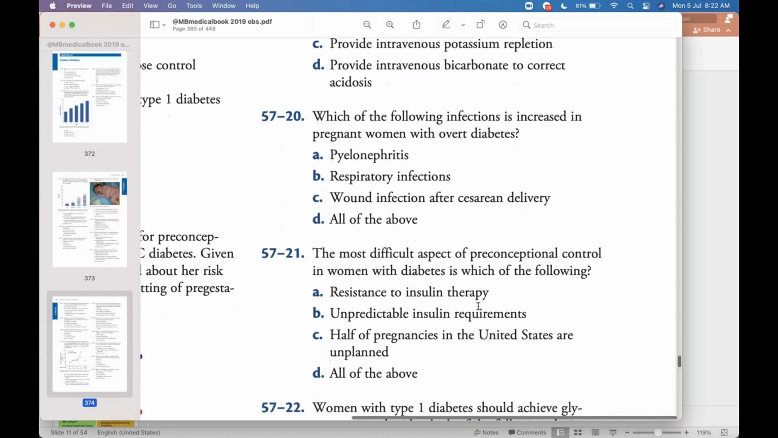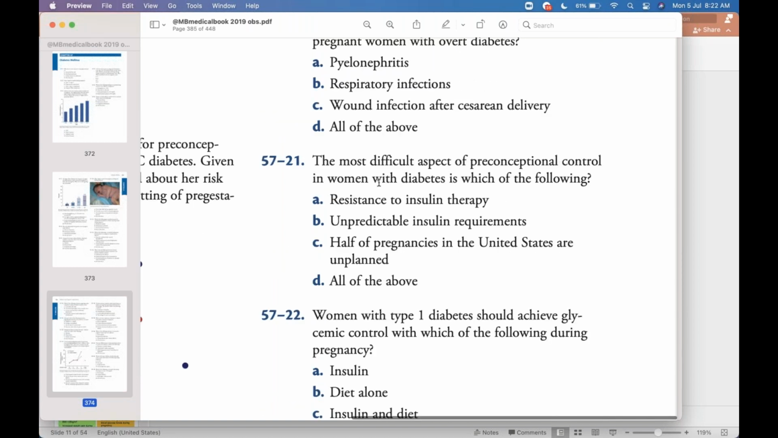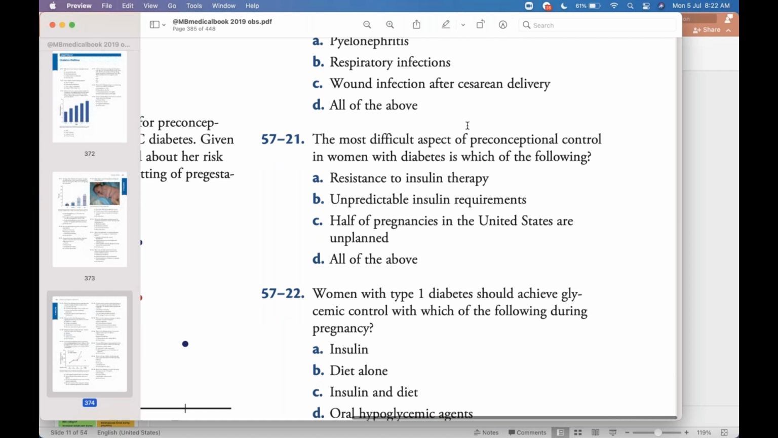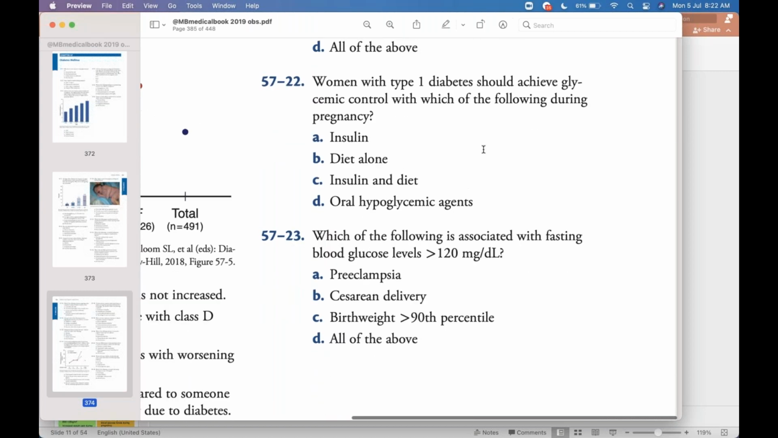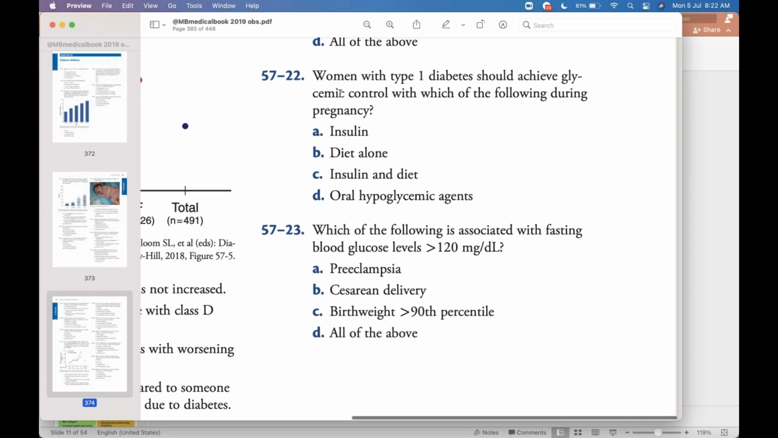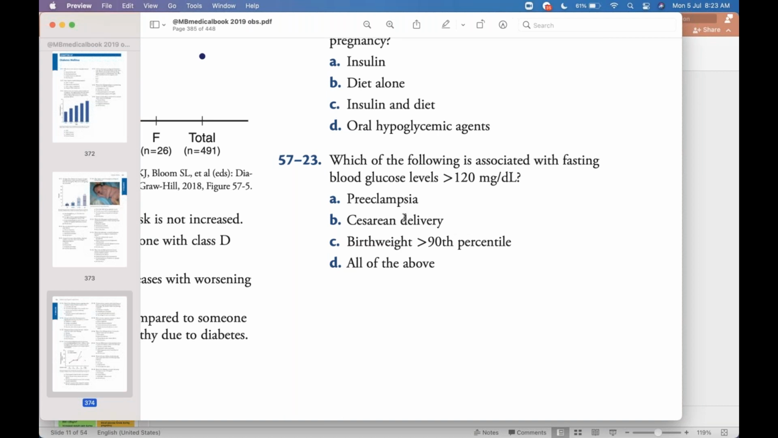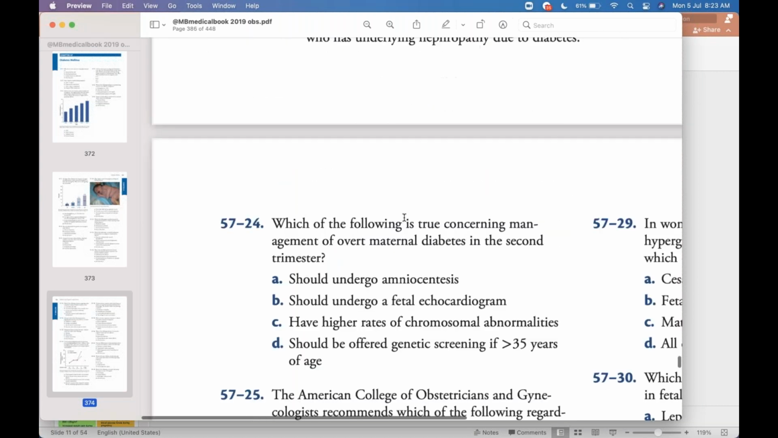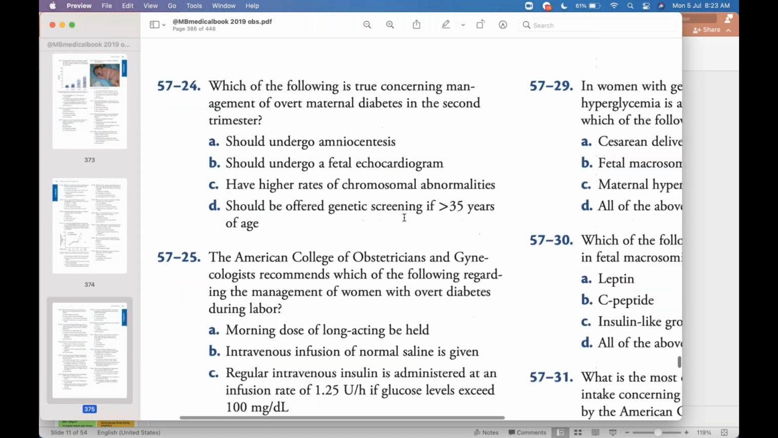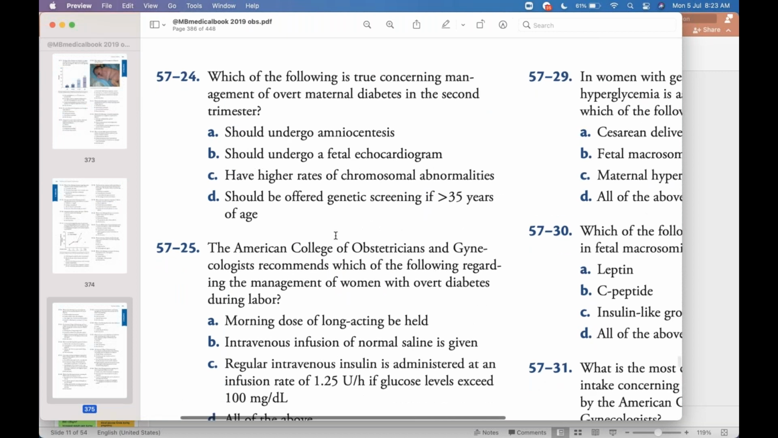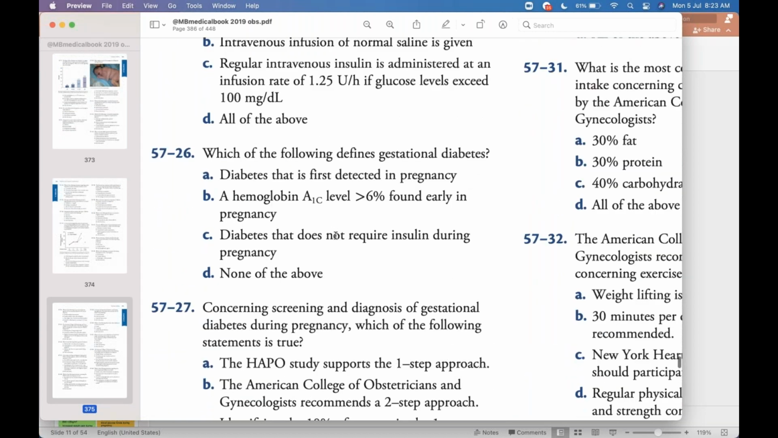So everything is there. Most difficult aspect of the preconceptional control in women with diabetes is which of the following? Okay, this is not an important question. What do women with type 1 diabetes achieve glycemic control with during pregnancy? Type 1 diabetes means insulin, so there is no doubt about it. Okay, and then I think we have another few questions I had.